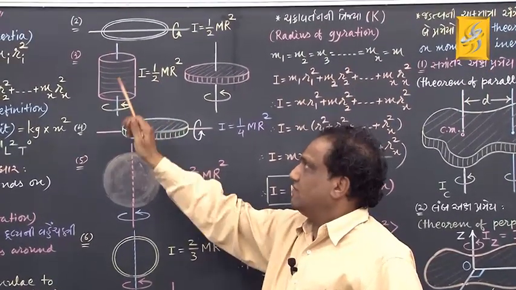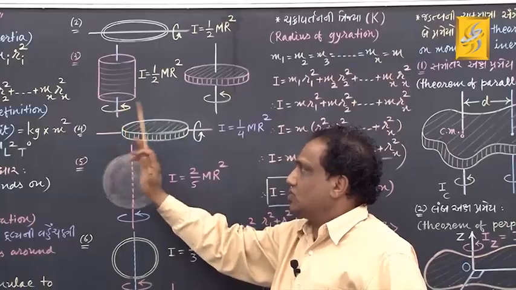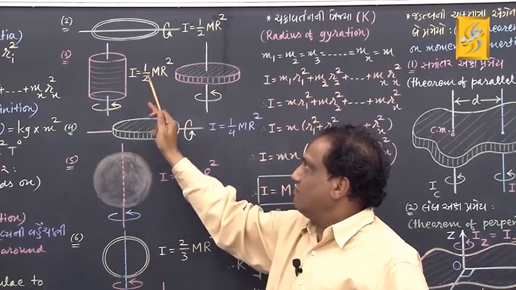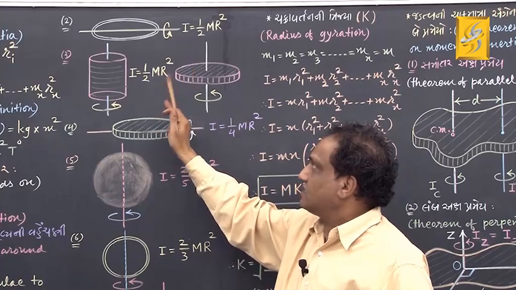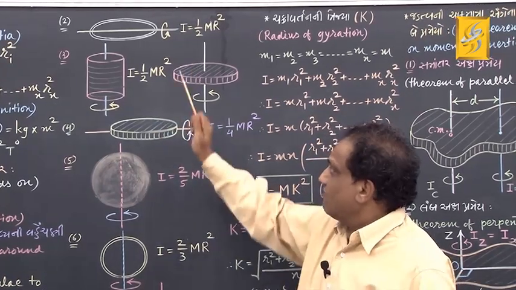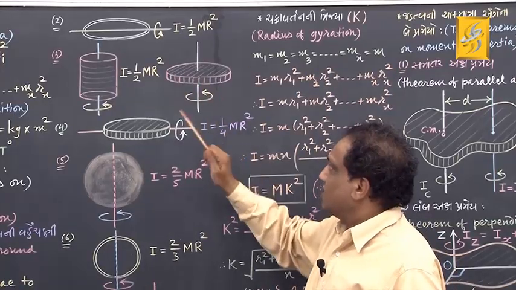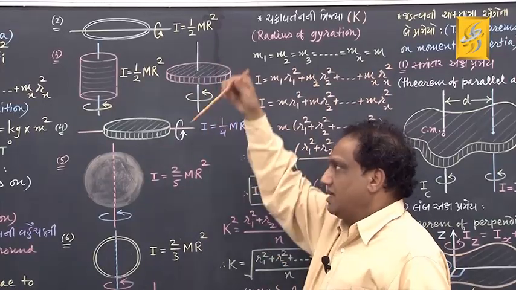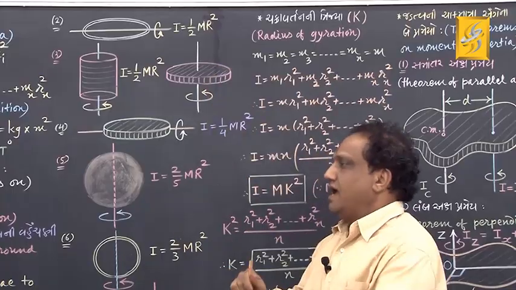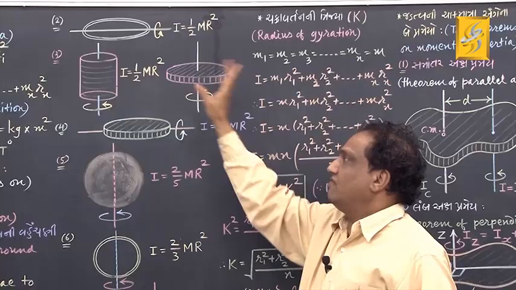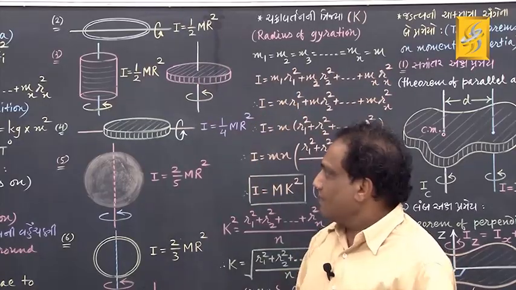For this solid cylinder, when it rotates about its geometrical axis, its moment of inertia is I equals 1 by 2 mr square, where m is mass, r is radius. The same formula is equally applicable for a solid circular disc when it rotates about an axis perpendicular to its plane and passing through its center. At that time, this formula is equally applicable for such a body also.